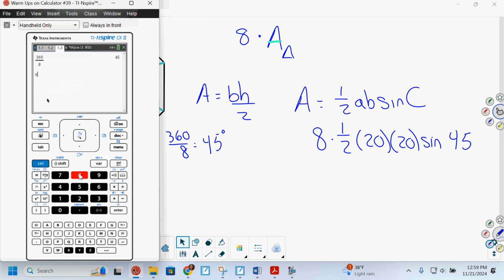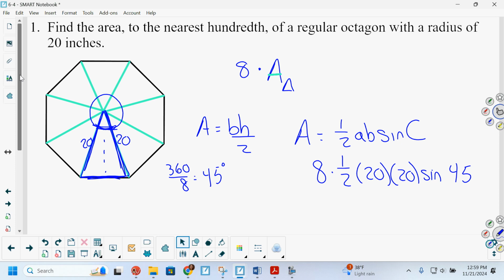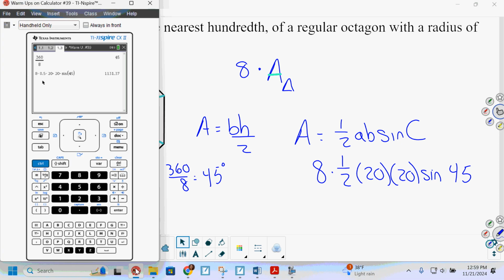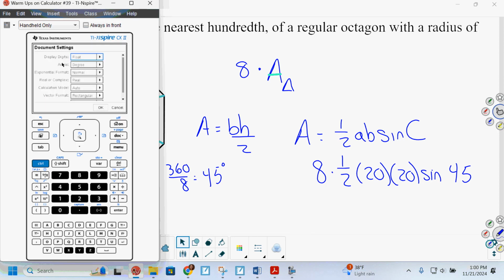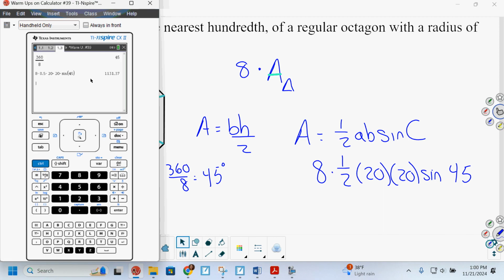So we have 8 times 1/2 times 20 times 20 times the sine of 45. Make sure you're in degrees and then hit enter. And I don't remember what it said. Nearest hundredth. Okay, so it's the nearest hundredth place. Oh, it looks like I only have hundredths, so I better check to make sure in my settings. Oh, I am on float. Interesting. All right, well, I guess that's what it is, the nearest hundredth. So I have 1,131.37. I find that odd.